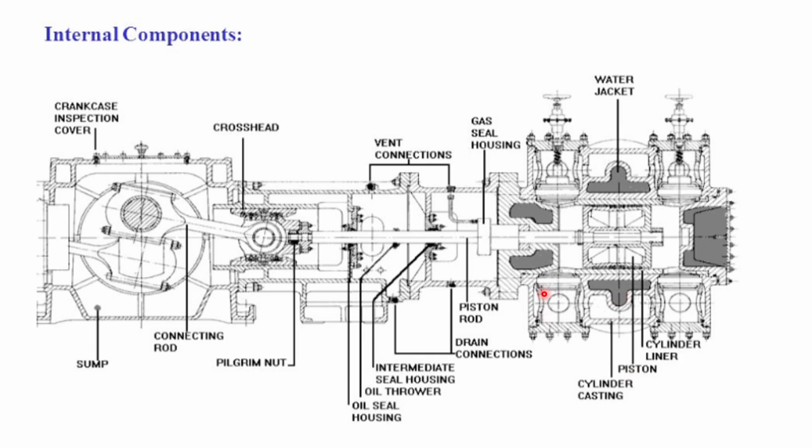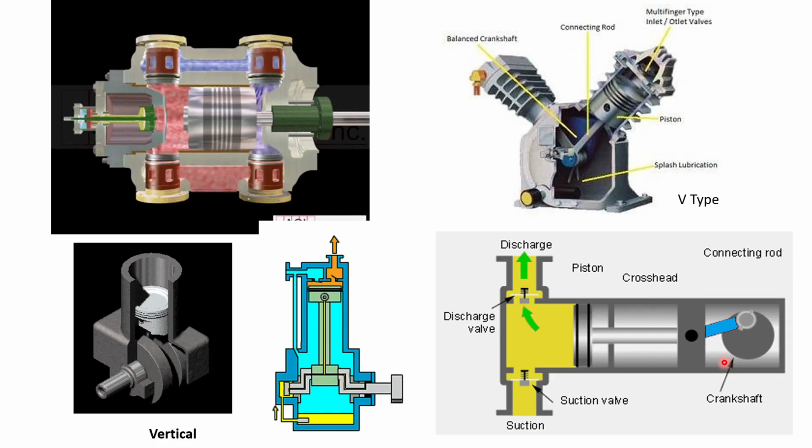Now let us see some more components. You see, the gas compressors need to be purged, so these are the vent connections provided for purging. Here you can see the water jacket, the water is here. This portion is the intermediate seal housing. This is the seal housing, and all other things we have already explained in the previous drawing.